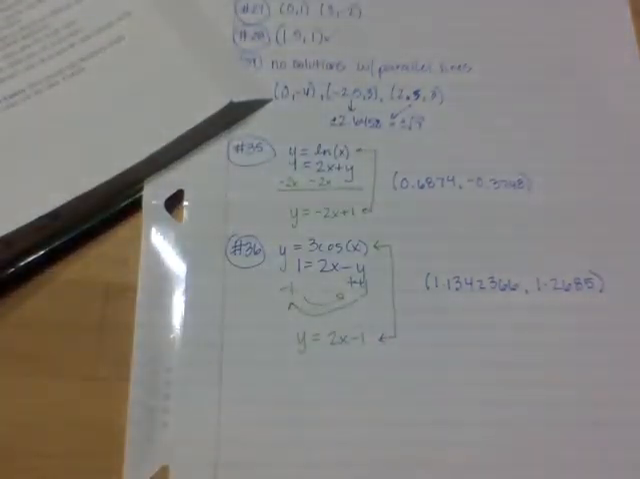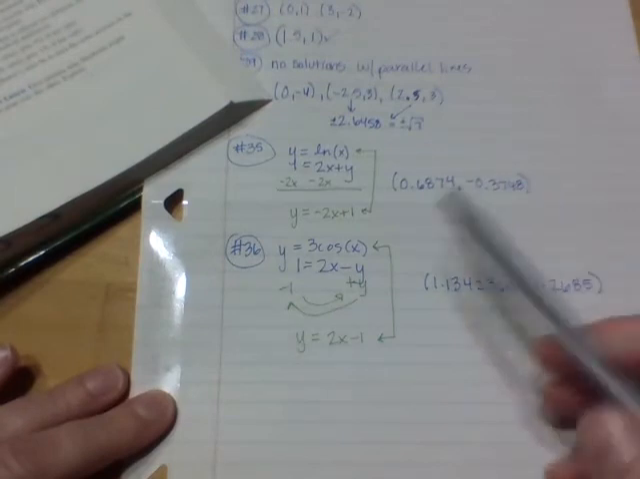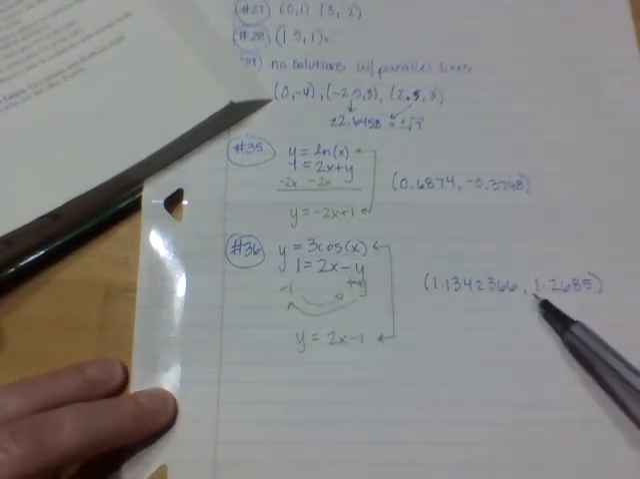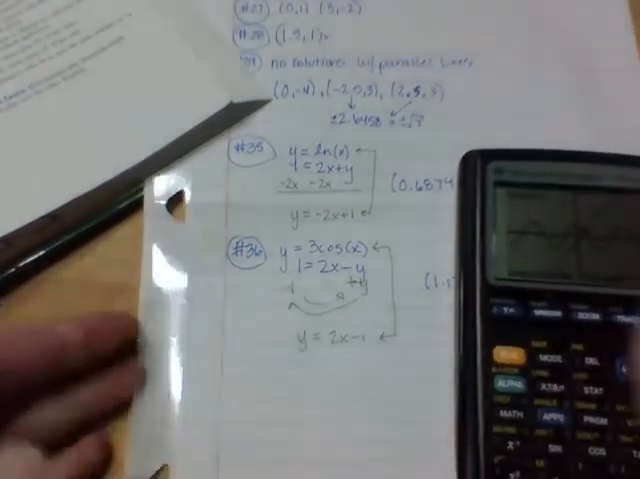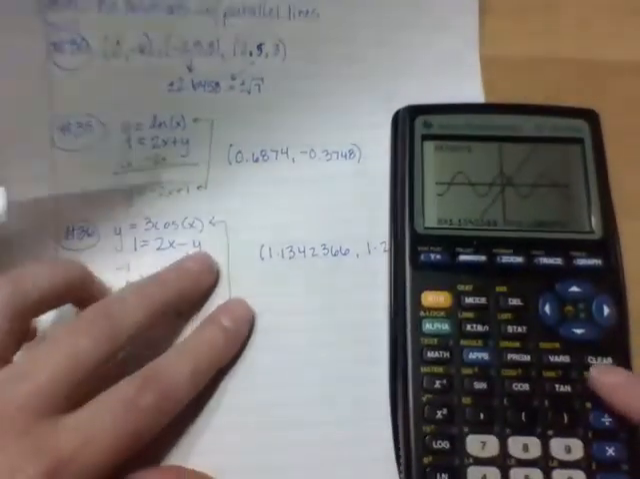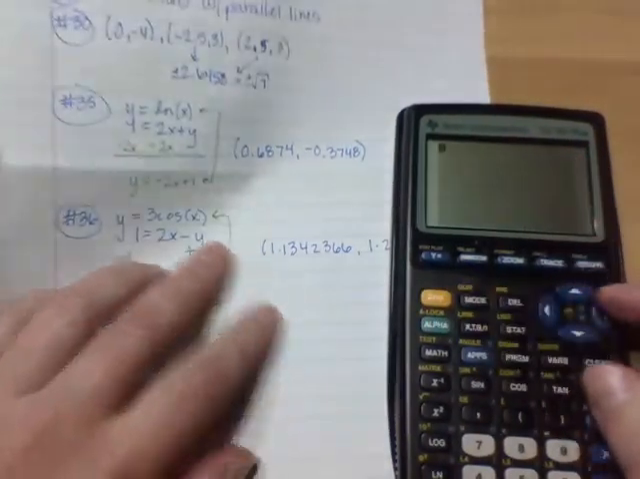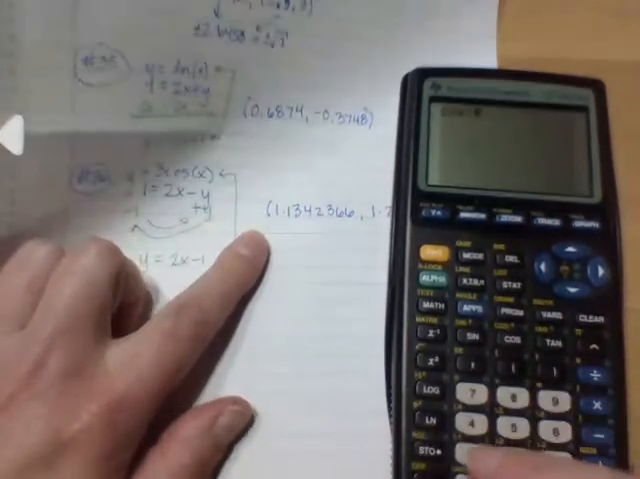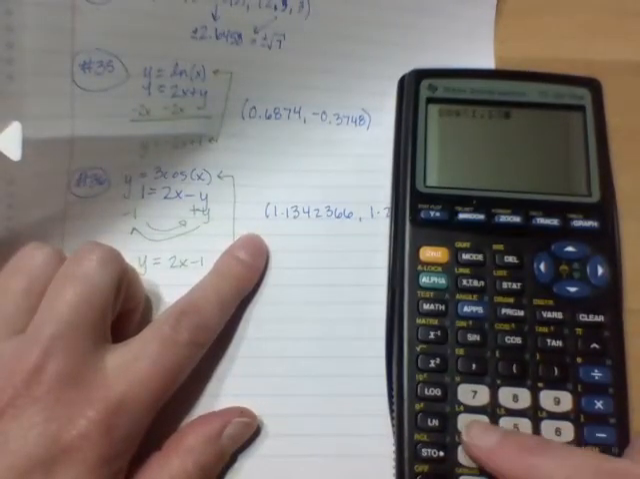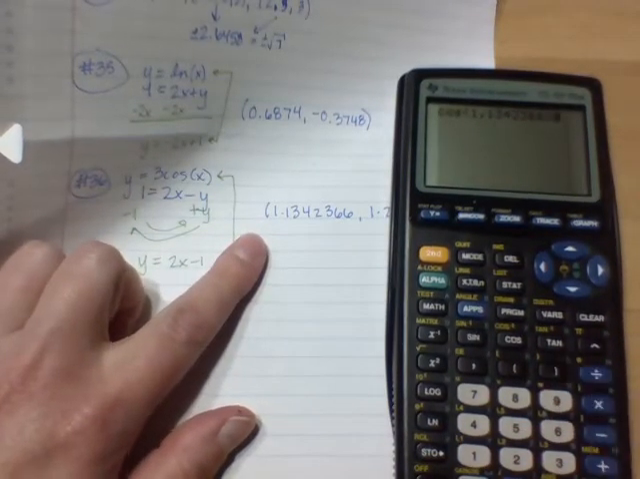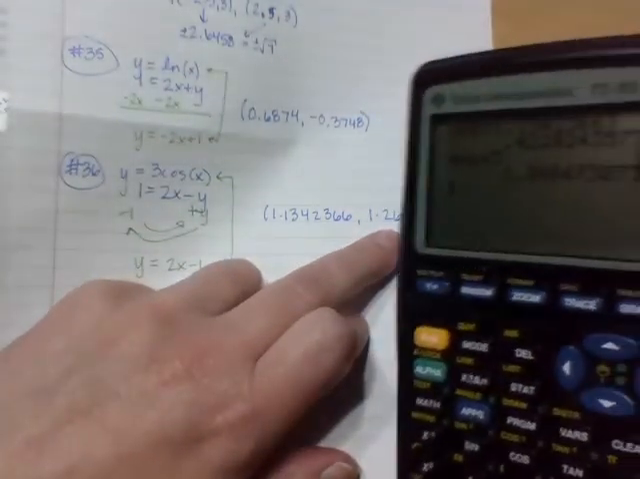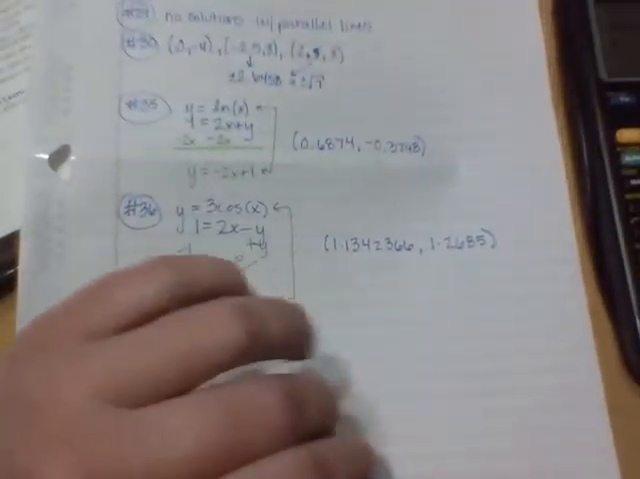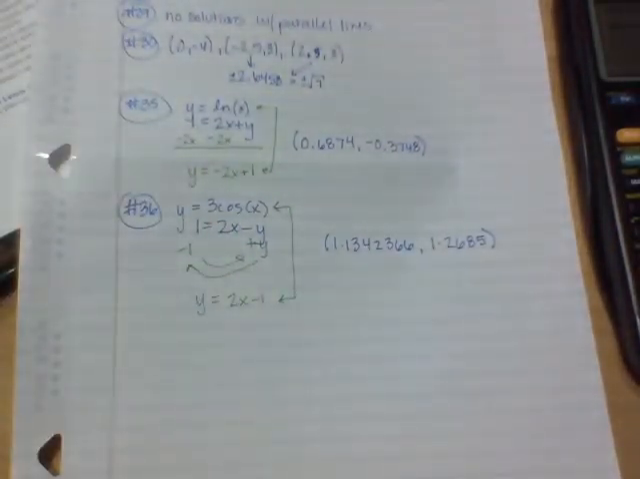All right, and again, to check algebraically, you can plug in this for your x value and see if you get a y. And just for fun, I'm going to drop my calculator and then do that. All right, so cosine of 1.1342366, and then that times 3 is hopefully 1.2685, which it is. All right, so anyway, just checking.